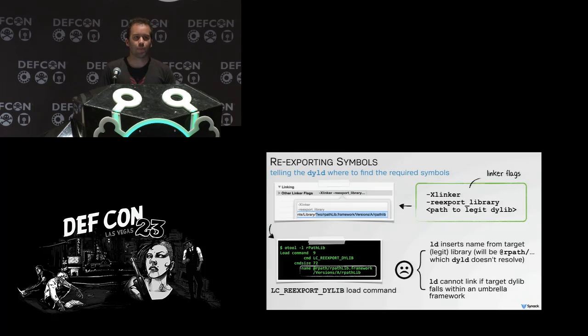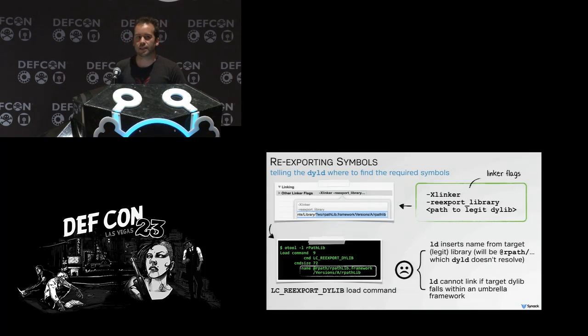There are two issues, though, that both deal with ld, the compile time linker. The first is that when you specify this re-export dependency, the compile time linker gets the name of the legitimate dylib that you're re-exporting to. Since this is a run path dependent dylib, its name is going to start with the @rpath keyword. This is a problem because when the runtime linker sees this LC_REEXPORT_DYLIB load command, it doesn't actually resolve that @rpath keyword. It doesn't treat it as special. So it just tries to go to the file system and look for a dylib that starts with @rpath, which obviously is not going to exist.